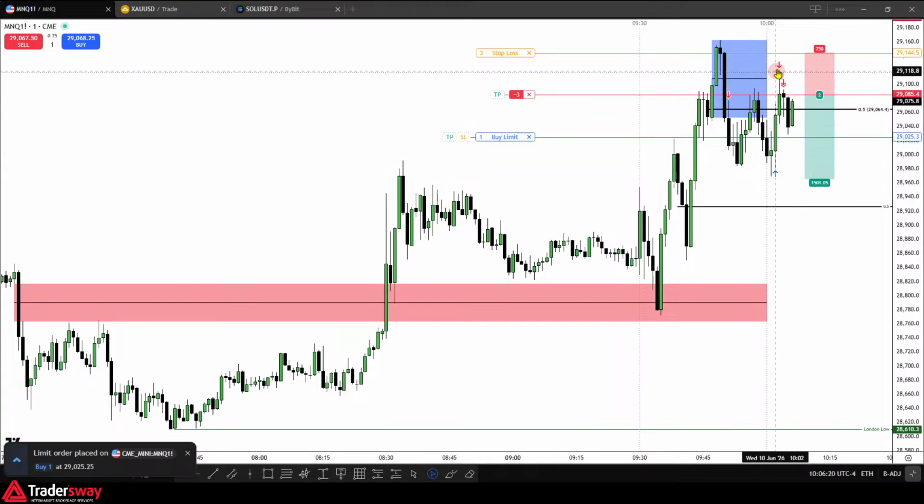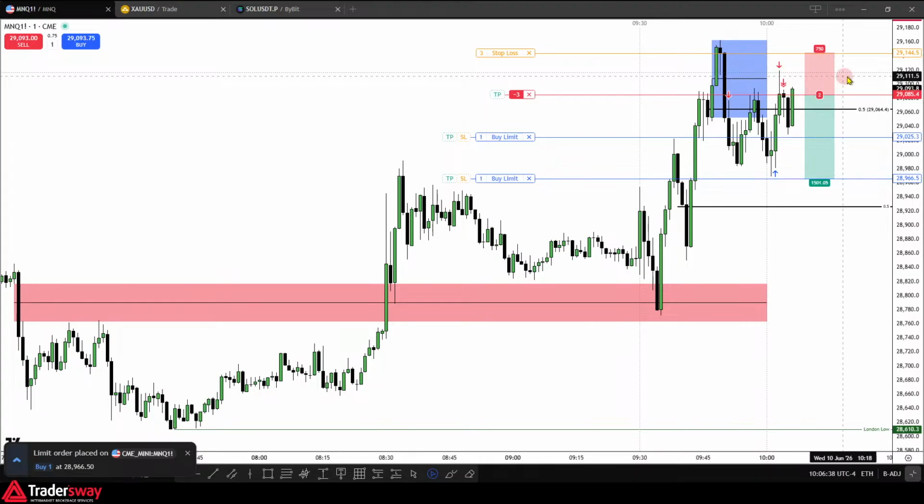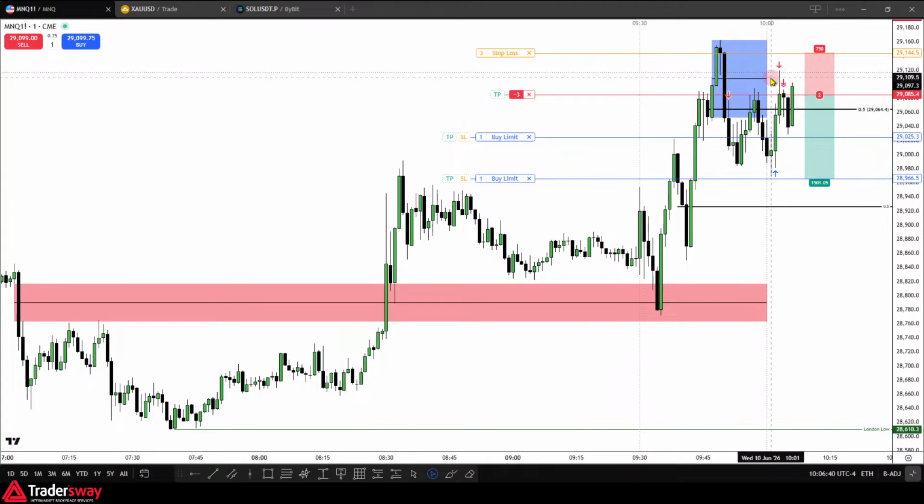Entry is there. The price is still respecting the half of that bull trap, if it's a bull trap. There we go. That's the half. As long as it doesn't close above it, that trade is safe. If it closes above it, then it's invalidated.